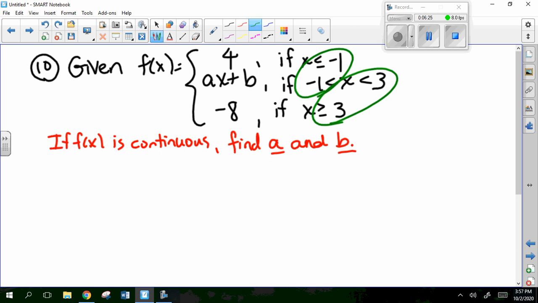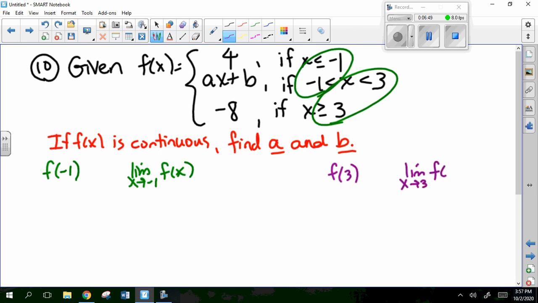So if this thing is continuous, then obviously f of -1 exists, right? And then the limit as x approaches -1 of f of x exists. And then, of course, those two things have to be equal. But f of 3 also has to exist. The limit as x approaches 3 of f of x has to exist. And then they have to be equal to each other. So I need to kind of show all of those things, and then hopefully that will give me a way to solve for a or b, or a and b, I guess.